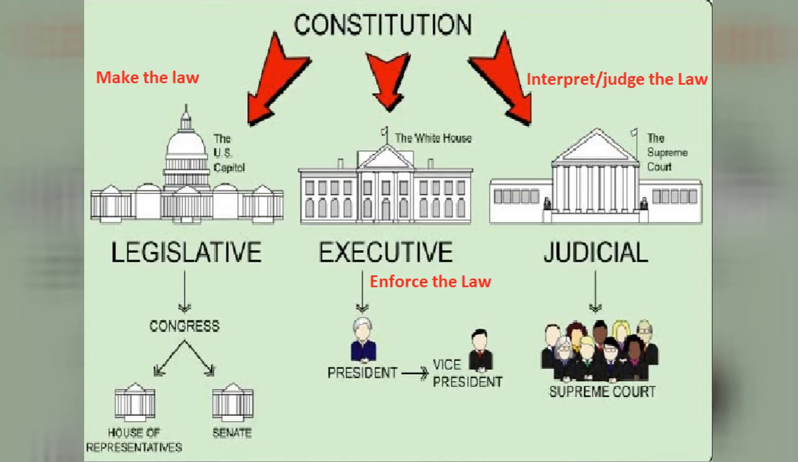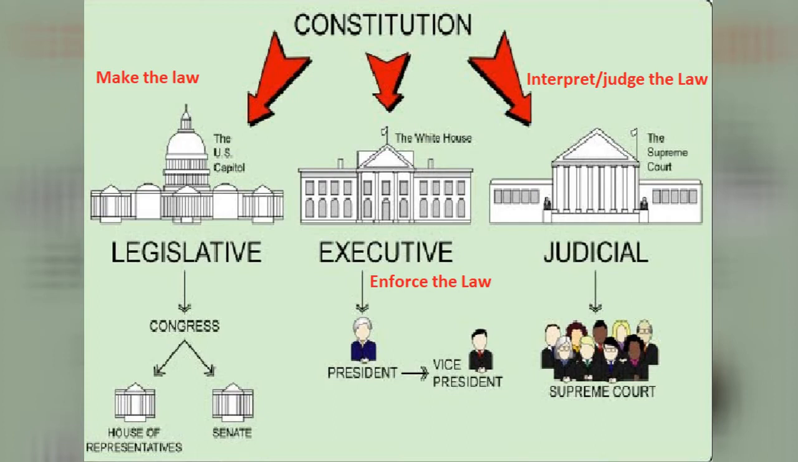Let's start with separation of powers. First, with separation of powers, you have to understand that there are three branches to the government: the legislative, executive, and judicial. Separation of powers means that overall, each branch has a designated primary function. For the legislative branch, which is Congress, which is made up of the House and the Senate, the primary function is to make the law.